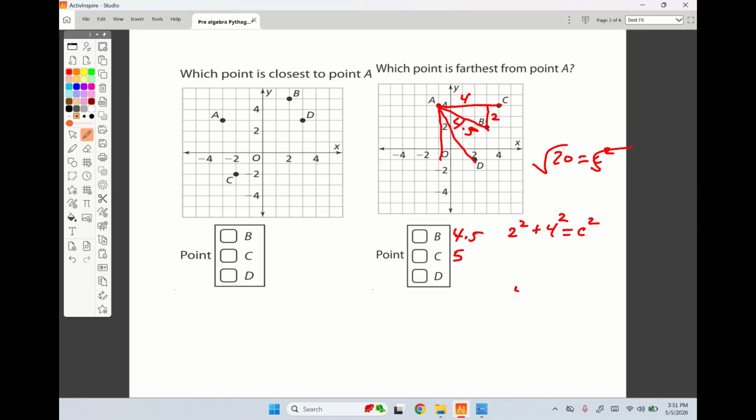Alright, let's go to the next page. We got 2 more pages that we can practice questions on.